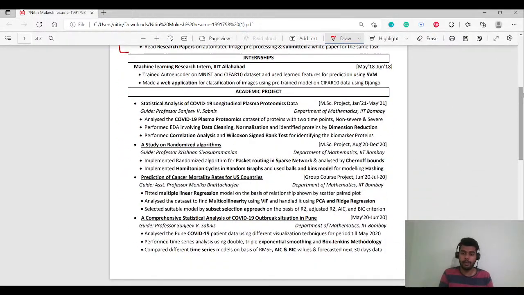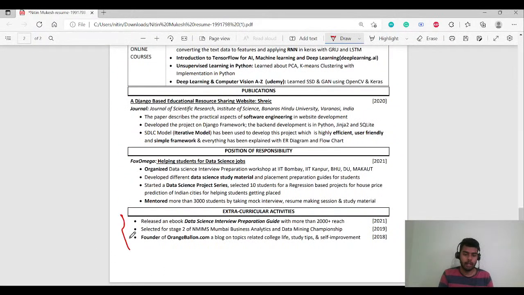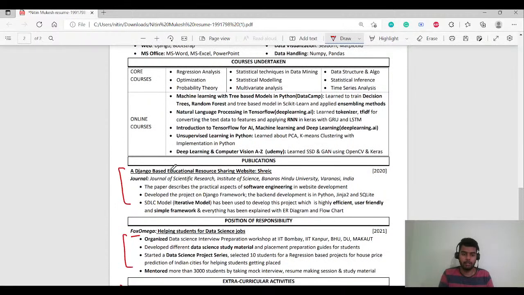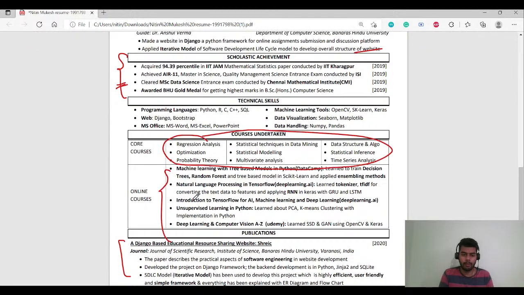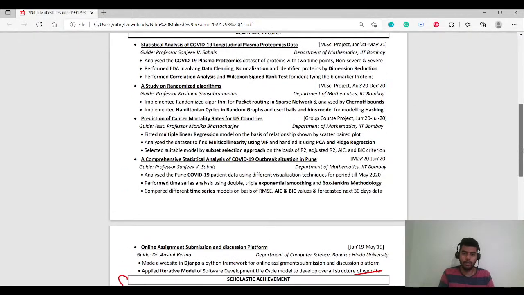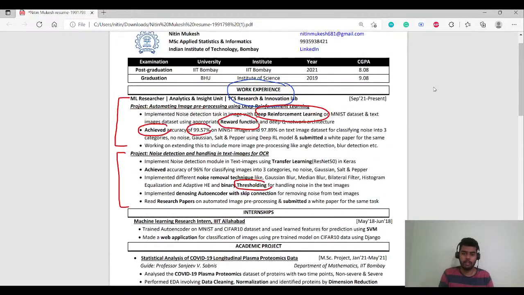This is actually a two-page resume because I had the content for two pages. I had some extracurricular activities. I have some POR, where I started a site to help people, and I also had a publication in college. I have courses undertaken, these are all my core courses, and these are all the online courses that I have completed. And obviously technical skills: data handling, data visualization, machine learning, web, office, programming languages. And in the academic section, I told you I have done a lot of projects. These are the different projects that I've done, and these are my work experience.